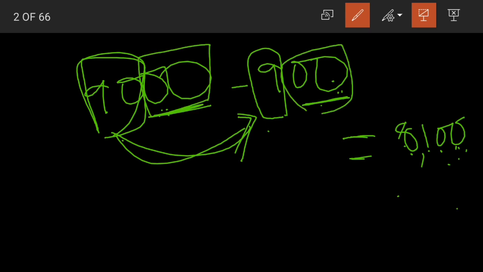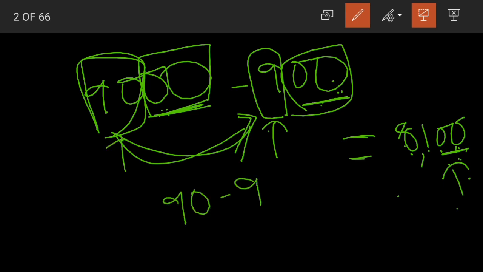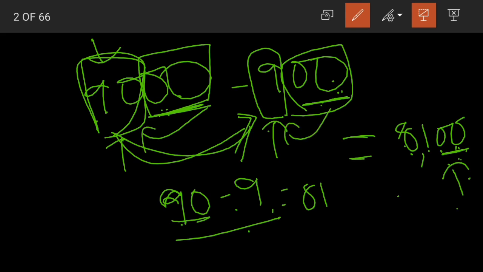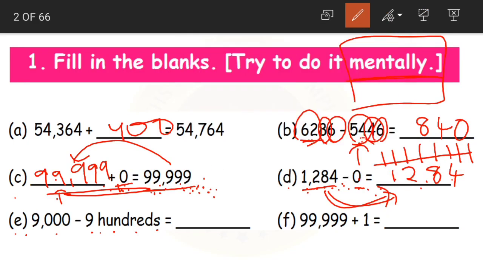How did we do it mentally? As we are having 2 zeros in both the numbers at the same places, we wrote the same 2 zeros in our answer as well. Now before the zeros, we are having 90 and 9. What we have to do here is 90 minus 9, which is equal to 81. As 90 was before the zeros and even 9 was before the zeros, we've written 81 also before the zeros. So 9000 minus 900 is equal to 8100. Clear, children? I hope this is clear.